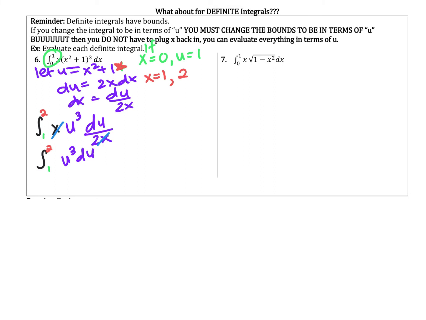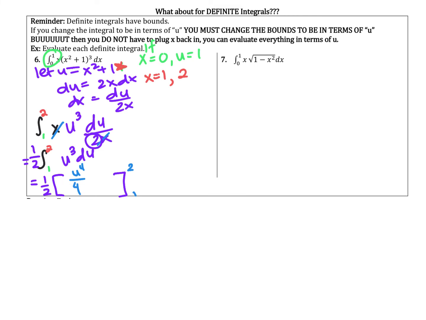So all we're doing is changing one more thing from being in terms of x to now being in terms of u. But I almost lost my 1/2 here. This 1/2 I'm going to pull in front of my integral. So now I'm going to evaluate this integral. I'm going to leave my 1/2 here. If I integrate u to the power of 3, I get u to the power of 4 divided by 4. And this is being evaluated from 1 to 2.